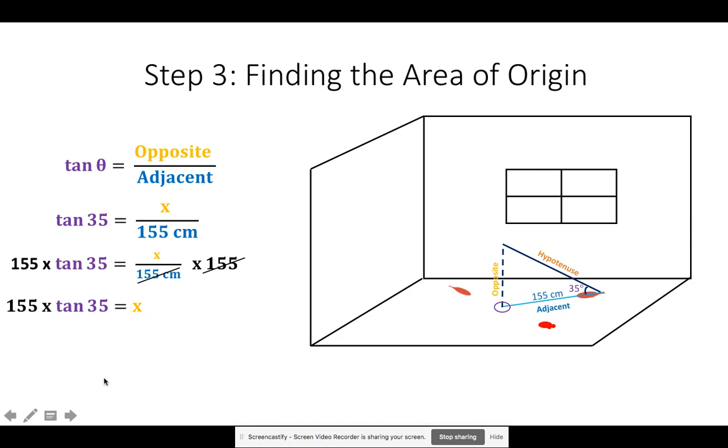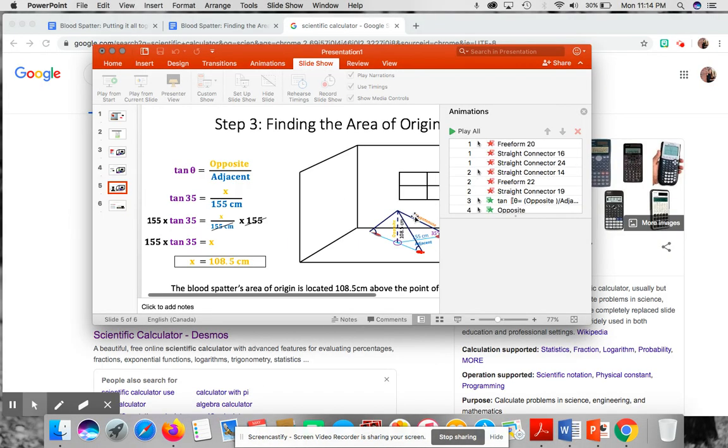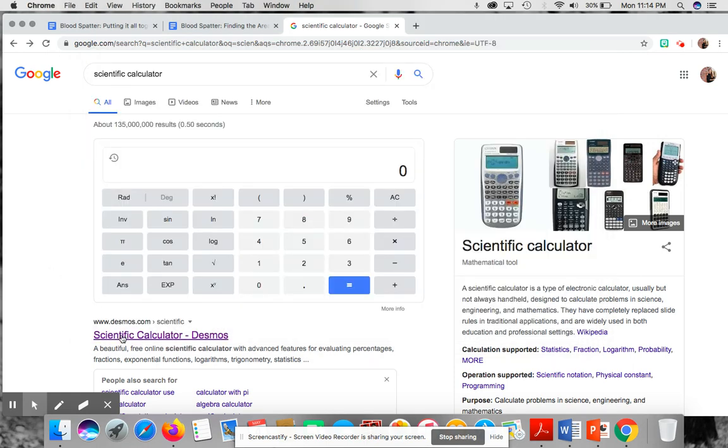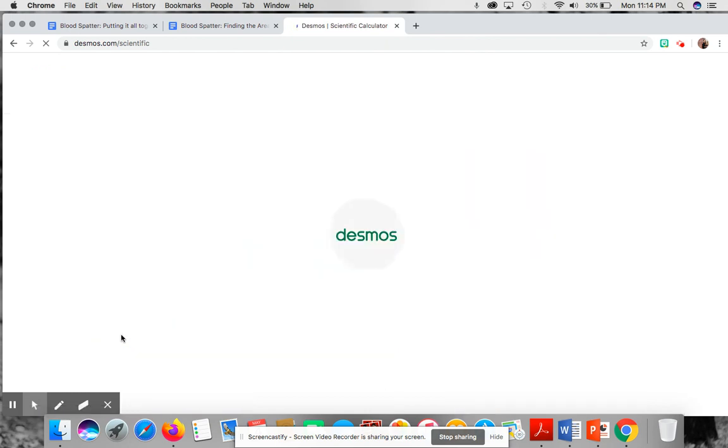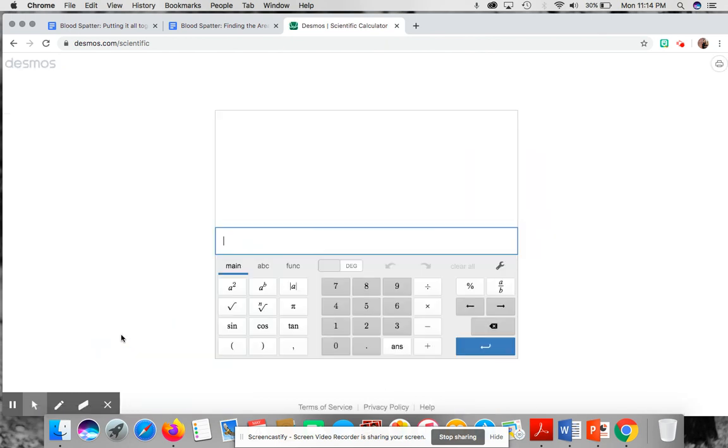Now, in order to do this, we are going to need a scientific calculator. So once again, go ahead and grab your scientific calculator if you have one. If you don't, that is totally fine, and you can follow me as we use the one on the internet. So I'm just going to go back to the Desmos website and use their scientific calculator.